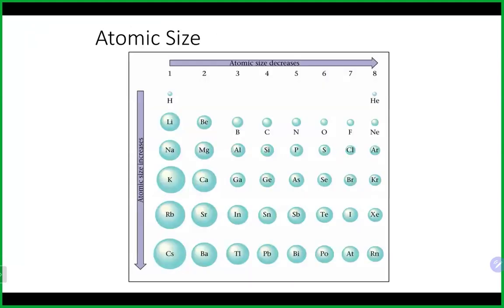Now, the last trend is atomic size. As you go up and to the right on the periodic table, the size of the atom gets smaller. One of the reasons is the effective nuclear charge, because you have a lot more protons in the nucleus. Even the outer electrons are drawn closer to the nucleus. Size increases as you go down and to the left, because you have a lot more electrons there, and there's nowhere to put them except on higher energy levels. So they're further spread out, and that causes the atom to be a lot larger.